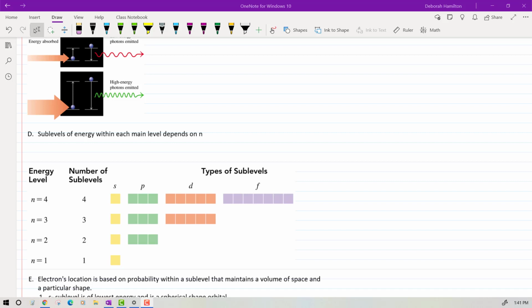This is Summary Notes Chapter 4. We're taking a look in this particular video at the sublevels of energy that are within an atom's main level of energy.